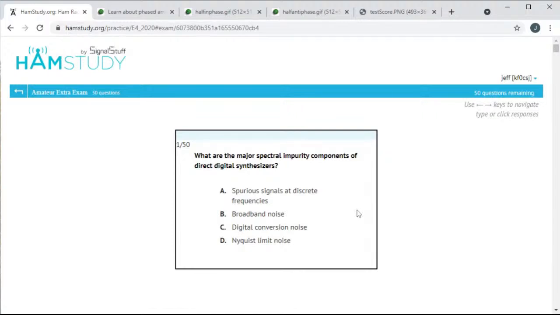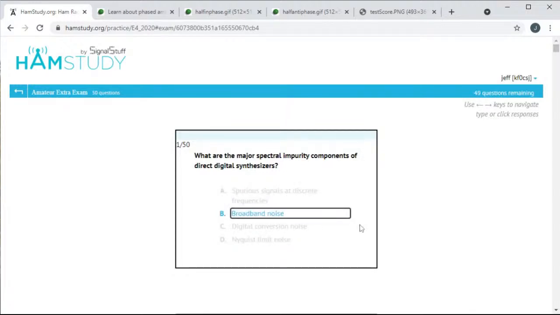What are the major spectral impurity components of direct digital synthesizers? A, spurious signals at discrete frequencies. B, broadband noise. C, digital conversion noise. D, I have no idea how to pronounce that, something limit noise. I'm going to go with B, broadband noise.